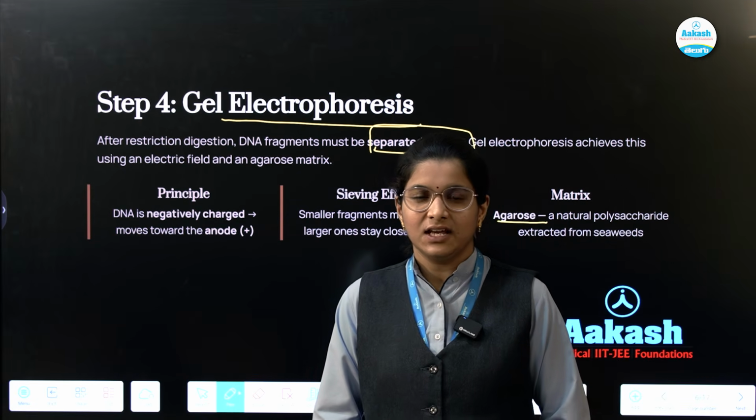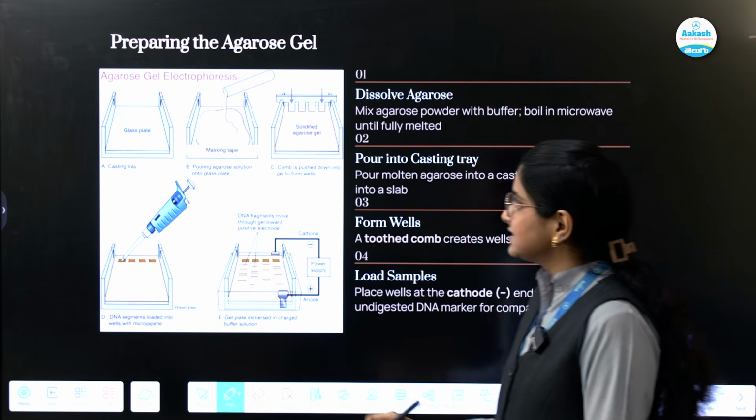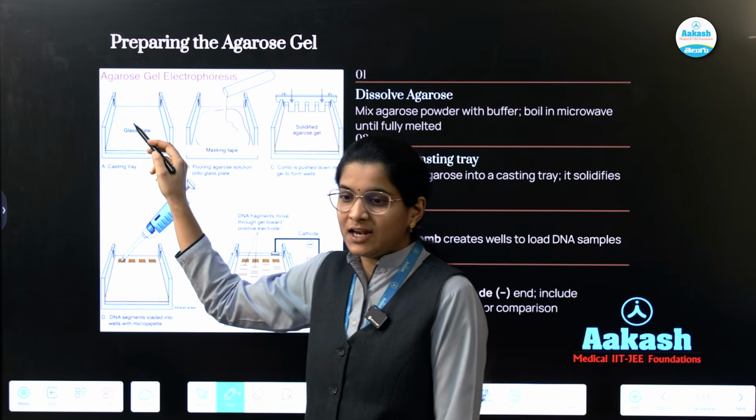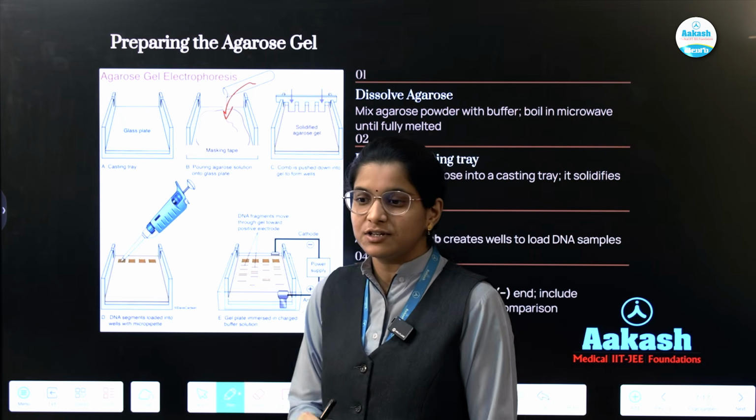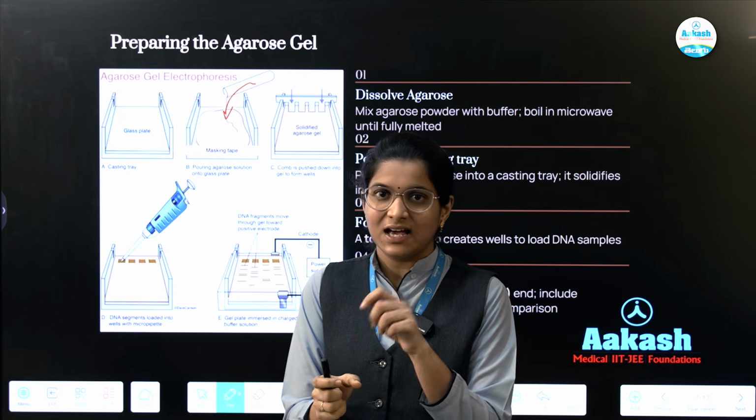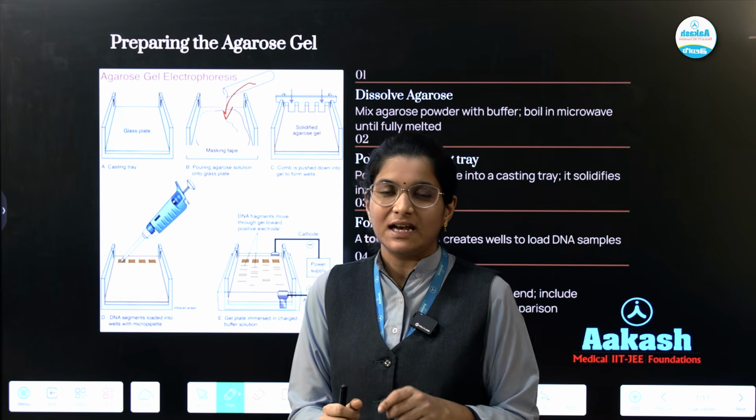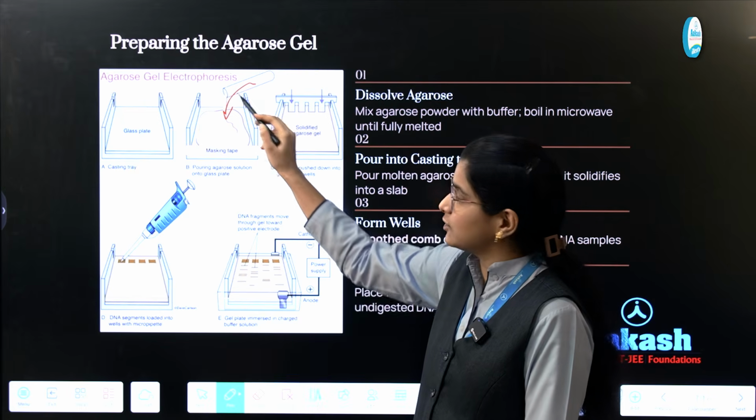Now, we'll see the technique of agarose gel electrophoresis. So, first we take a casting tray. Into the casting tray, we pour the agarose solution. How is the agarose solution prepared? We need to take agarose powder, buffer and add the agarose powder into the buffer and boil it till the agarose powder completely dissolves, so that we will obtain the agarose solution.